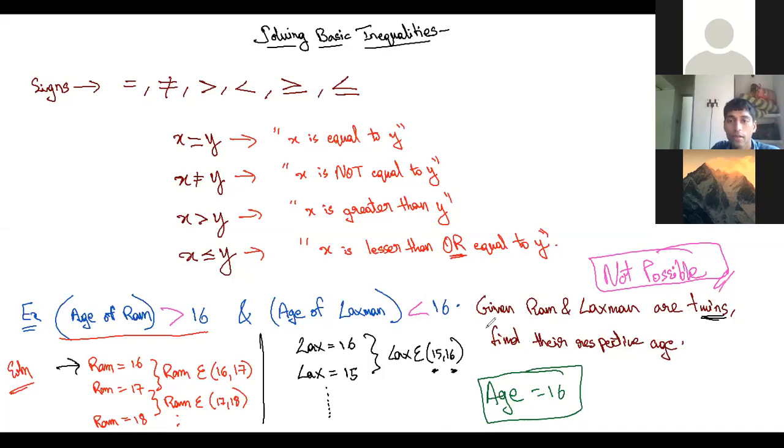Okay. See, sometimes you want to use a set because you cannot write every value. For example, Ram's age is greater than or equal to 16. Now, to write this mathematically, you need to use a set. What is that set? You can write this as the interval closed 16 to infinity, open.